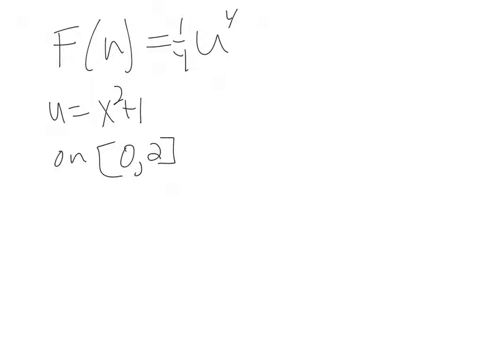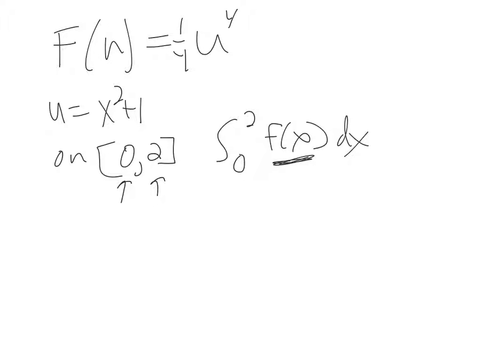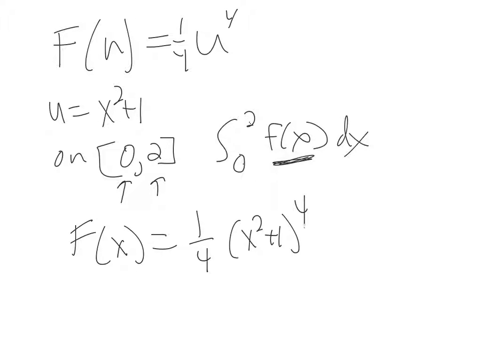Because these bounds were in terms of x, remember it was 0 to 2 of whatever f of x was, dx. These are x's, and we're dealing with u's, so we have to do this back substitution. Instead of writing f of u equals 1/4 u to the 4th power, we're going to back substitute the u with x squared plus 1. So now f of x becomes 1/4 of x squared plus 1 to the 4th power. Then plus c, of course, but we know that's going to subtract off.